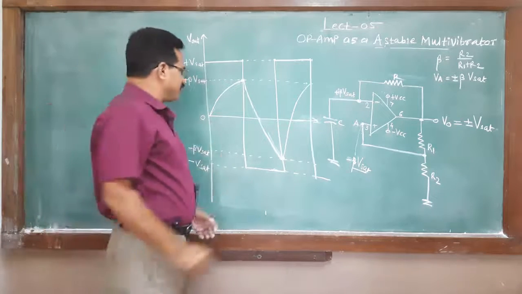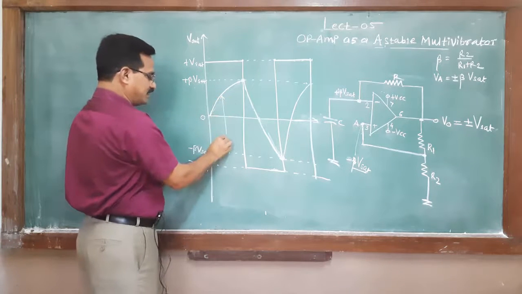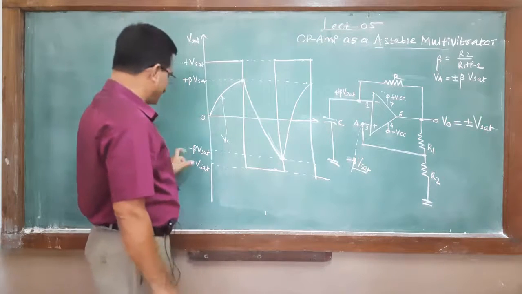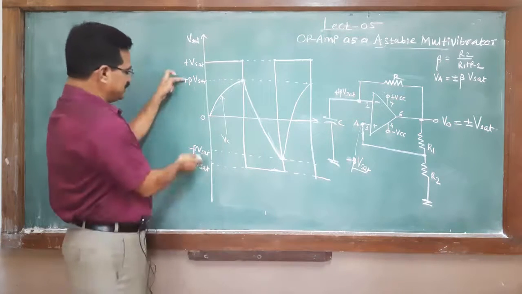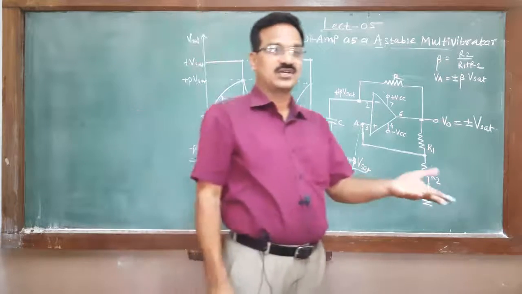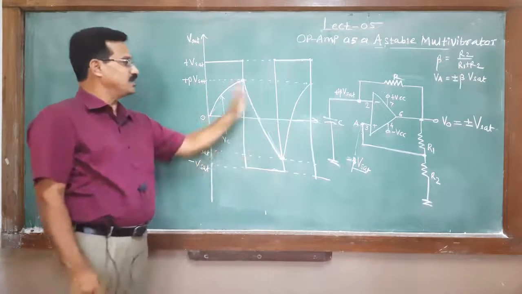The next point, this is actually the graph for the capacitor voltage. This is V saturation, here is minus V saturation. These are actually the two threshold levels for the capacitor to charge from one state to the other state, and it changes, and in this way we get this.